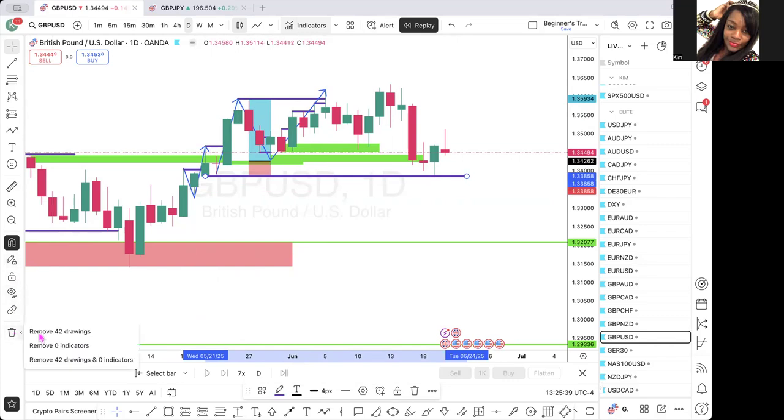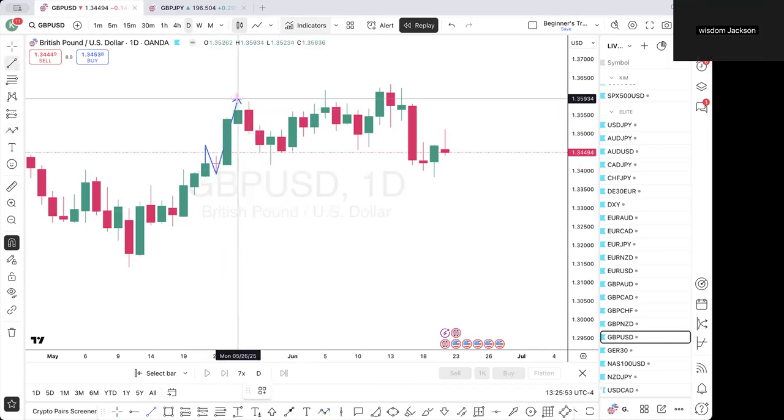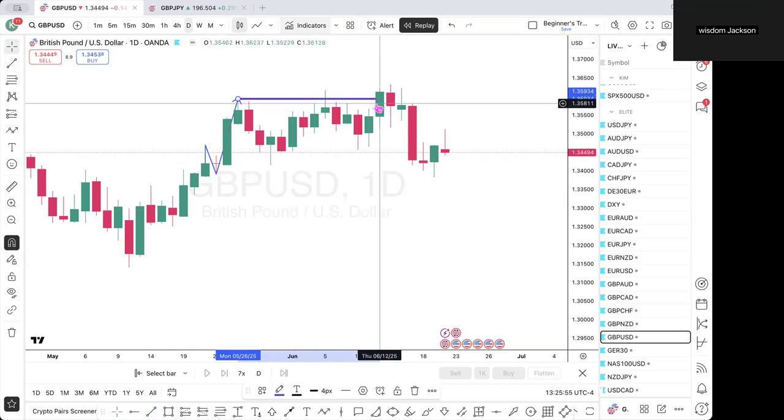That makes sense? Let me clear the screen. So price pushed up, price pulled back, price pushed up. This was my swing high. Sorry, can I come in a little bit? Yes.